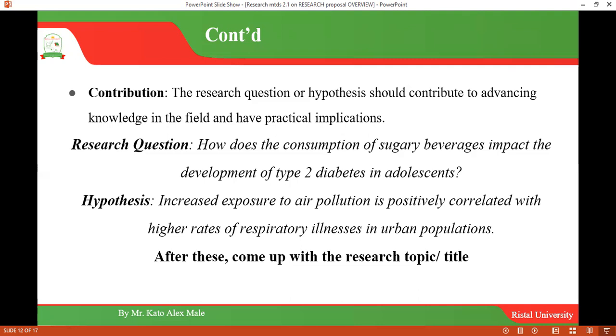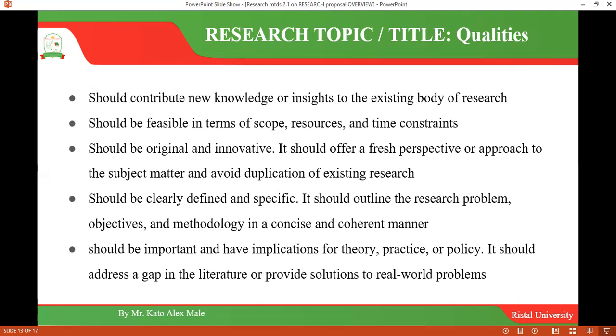Now, after formulating a research question, and you have also come up with a research hypothesis, you need now to come up with a research topic or title. Let's get oriented. A research topic or a title. I think now we know what a research topic is. We don't need to define it. Yeah. So what are the qualities of a good research topic? It should contribute new knowledge or insights to the existing body of research. That one, I guess, is very clear.